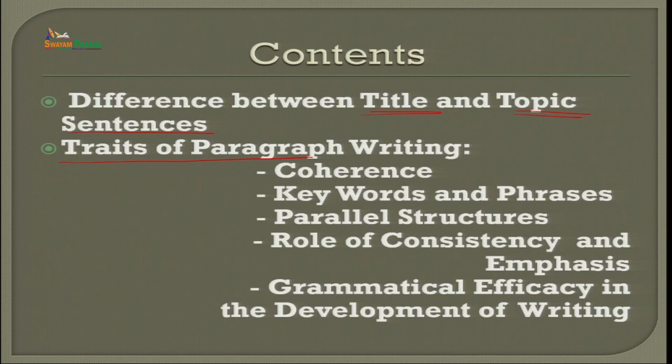Traits of paragraph writing, or you can say the characteristics of paragraph writing. In this section, you will be able to identify unity, and then you will find the keywords and phrases to be used in it. Then parallel structure, and you would be able to know the role of consistency and emphasis in a paragraph, and then last but not least, grammatical efficacy in the development of writing. You must know how and when your words should come. Your ideas should be categorized accordingly and should show the development of thought.